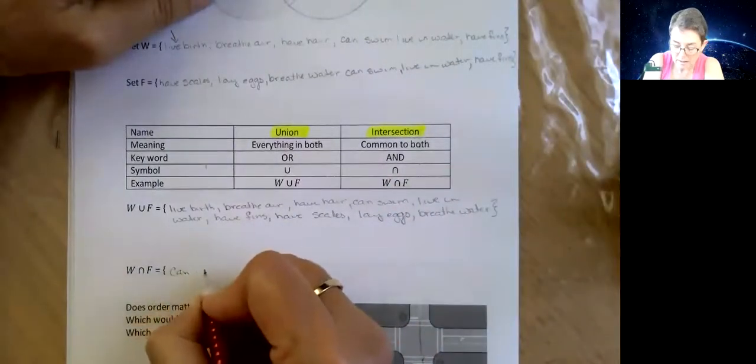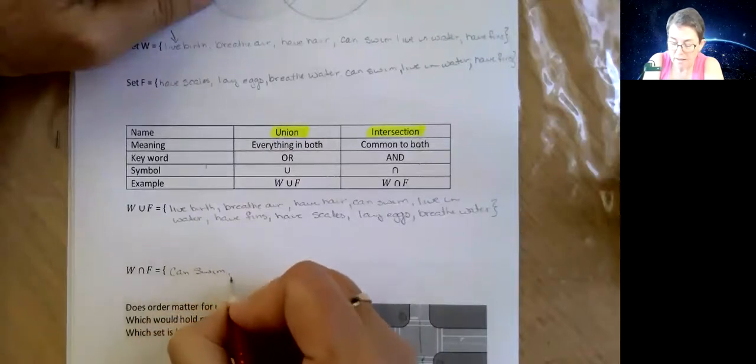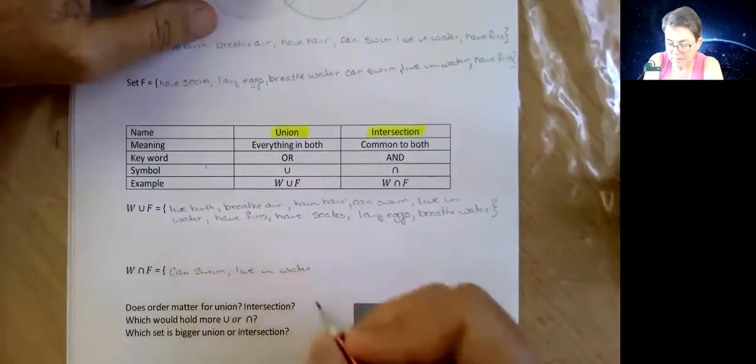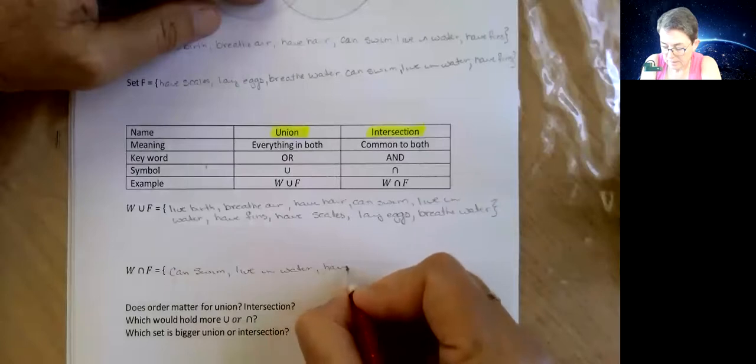Okay, now intersection is characteristics that are common to both. And my keyword there is and. It has to be a characteristic of a fish and a whale. And it has got an upside down U as the symbol, and it's W intersection F. So what do they have in common? What's found in both? Can swim, live in water, have fins.